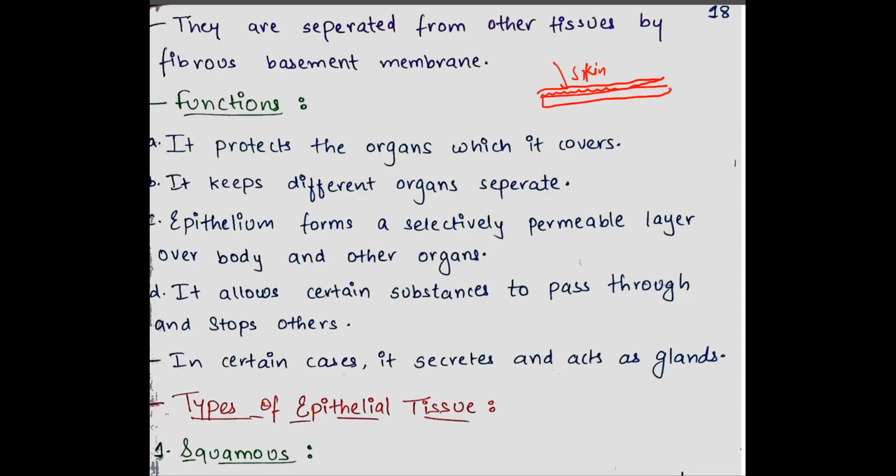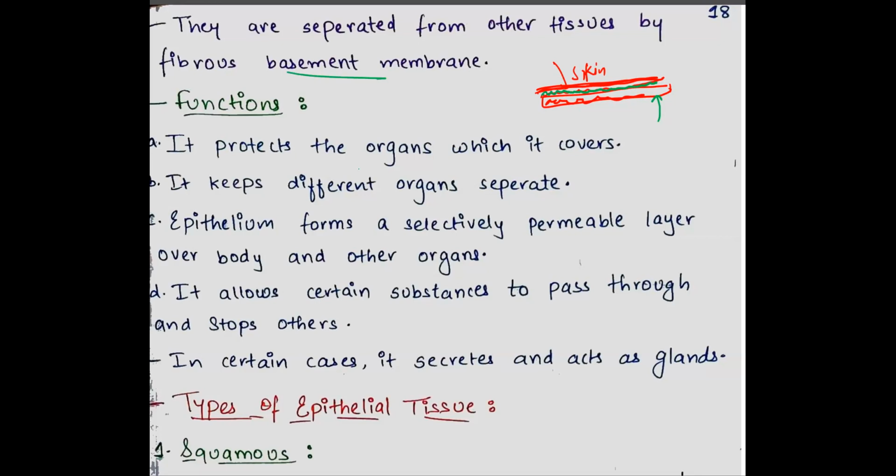Then areolar adipose tissue, which contains a fat layer here. So the top layer is made up of epithelial tissue, and there is a basement membrane in between. We can mark it with a different color, like this one with green. The top layer is this one, and this is the basement membrane. After the basement membrane is the adipose tissue. So they are separated from the other by a fibrous basement membrane.